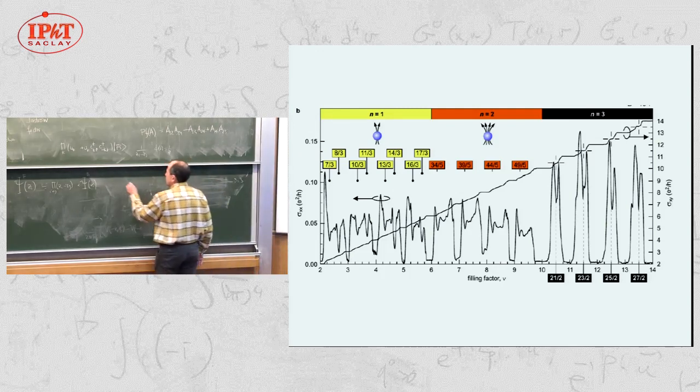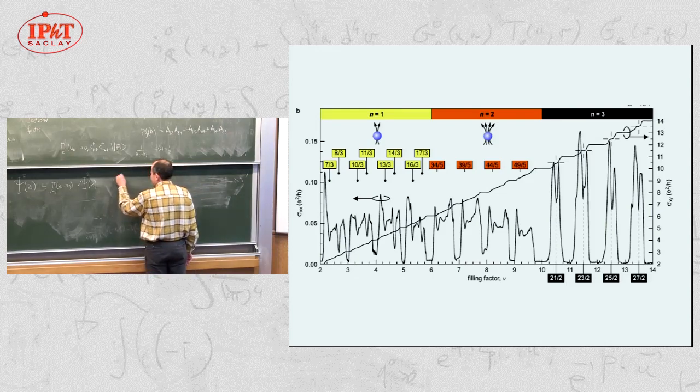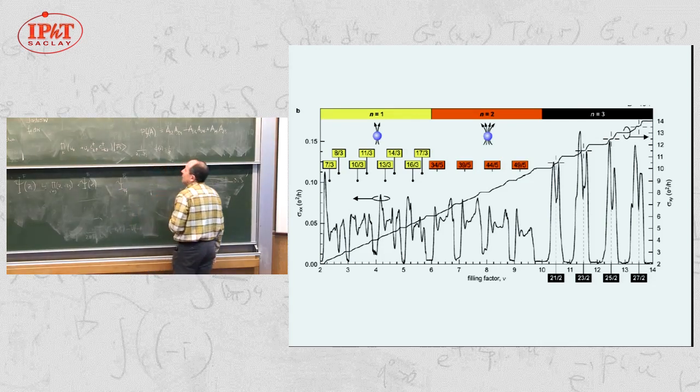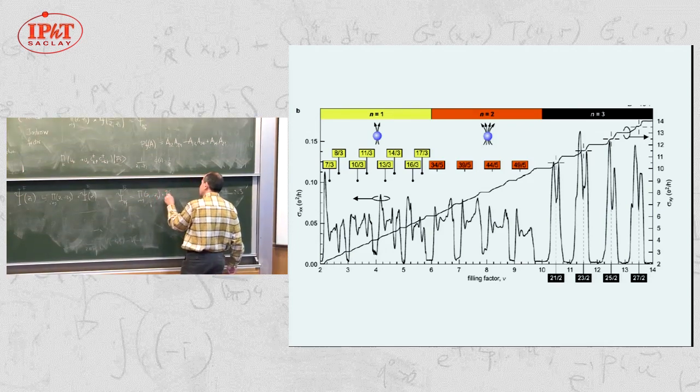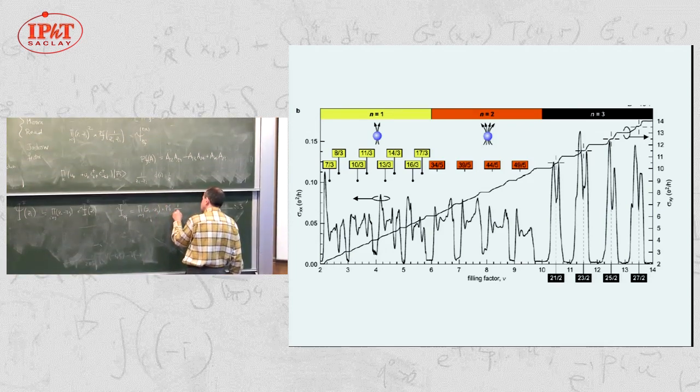So we can cook up a bosonic Pfaffian. I decided to put a subscript down. So the bosonic Pfaffian is simply the product of a Vandermonde determinant times the Pfaffian of 1 over z_i minus z_j.